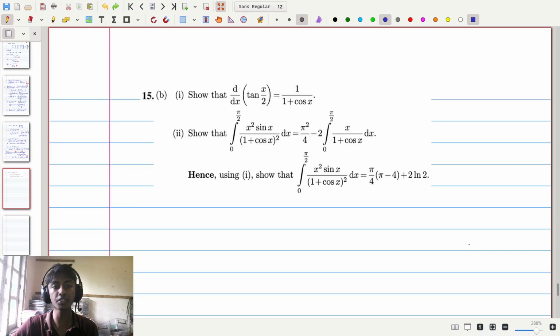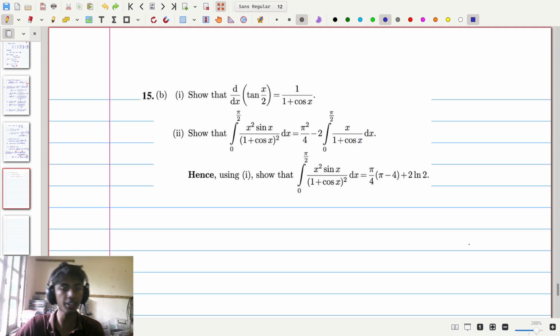The first part of the question says, show that the derivative of tan of x over 2 is equal to 1 divided by 1 plus cosine of x, and the second part of the question says, show that the integral from 0 to pi by 2 of x squared times sine of x divided by (1 plus cosine of x) whole thing squared with respect to x is equal to pi squared divided by 4 minus 2 times the integral from 0 to pi by 2 of x divided by 1 plus cosine of x with respect to x.